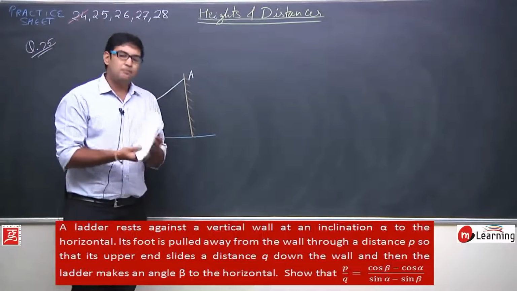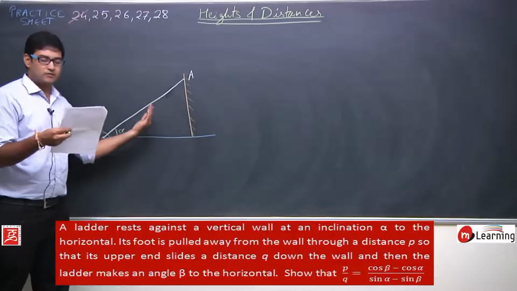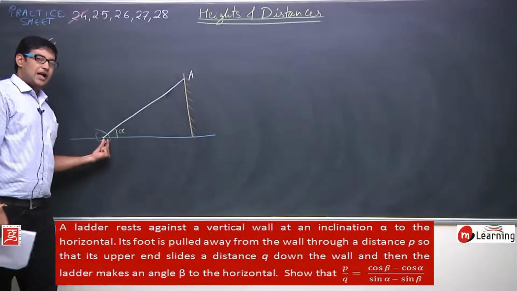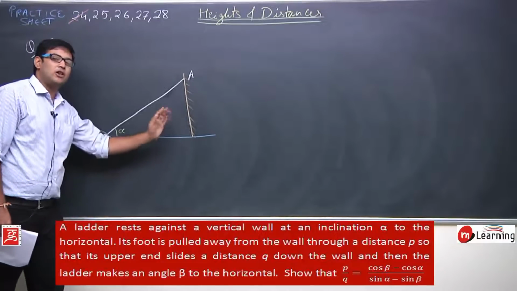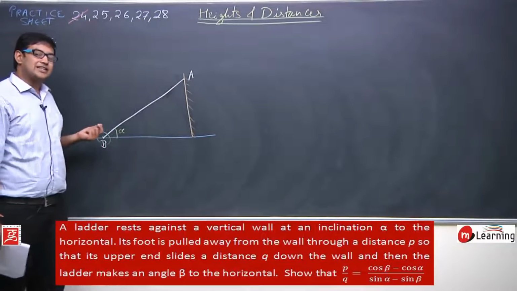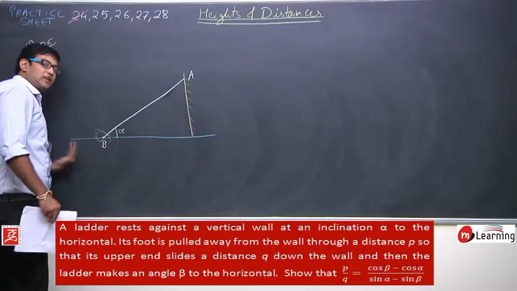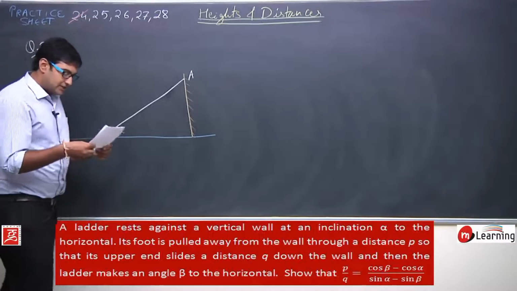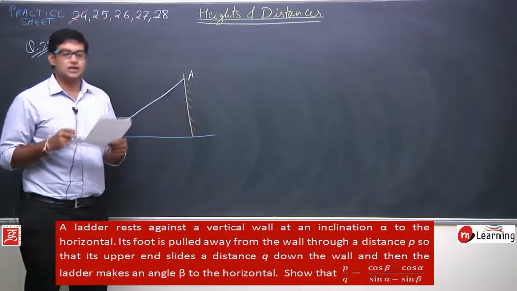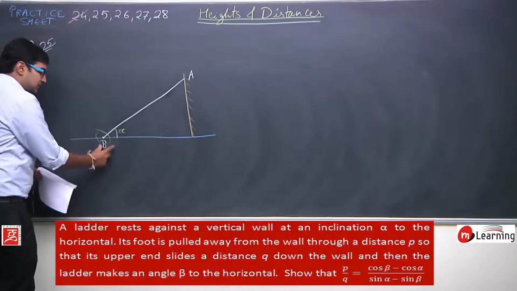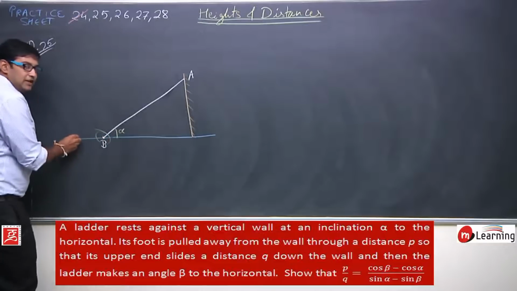What happens is, I pull the foot of this ladder through a distance p away from the wall. It means I can pull this foot, or I can push this foot towards the wall, or I can pull it away from the wall. So what it says is, you need to pull it away from the wall. So this point B shifts in the backward direction, and its foot is pulled away from the wall through a distance of p units. So if this foot is pulled away, what will happen?